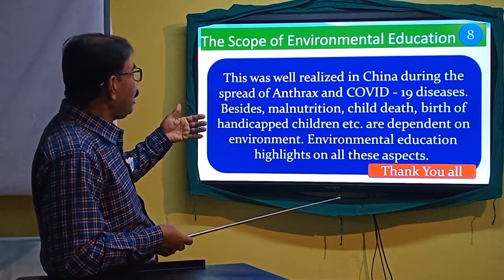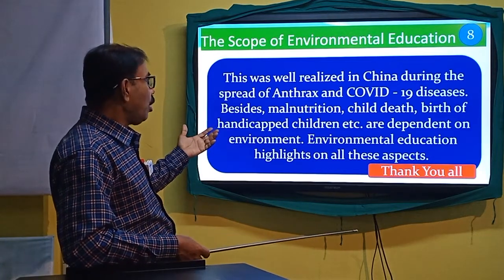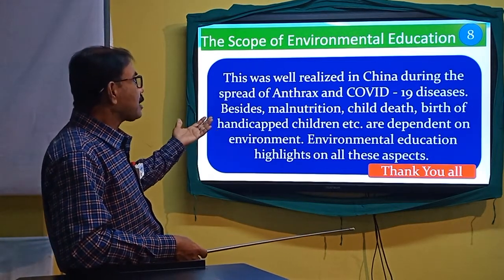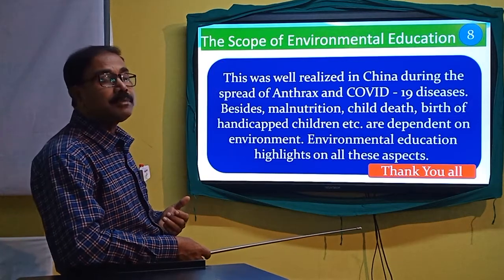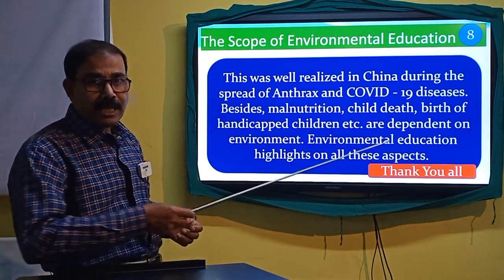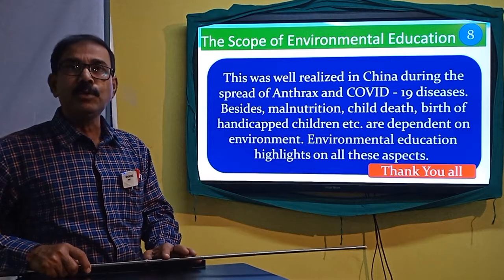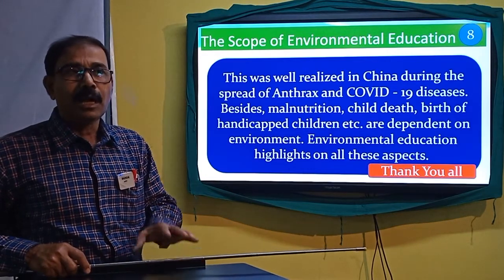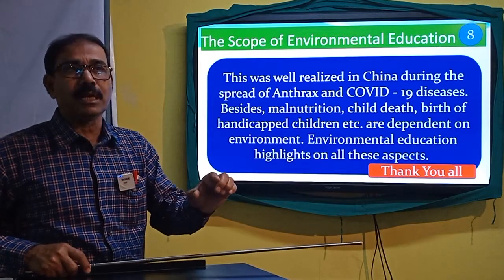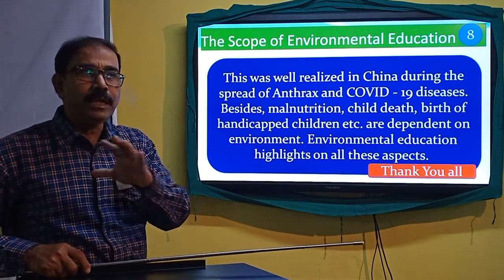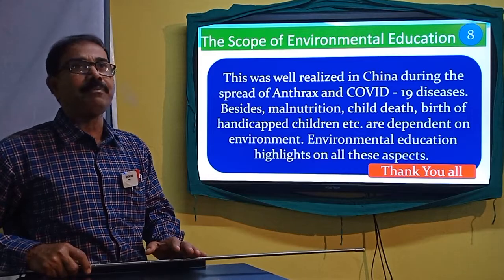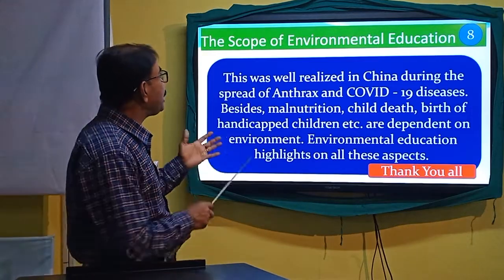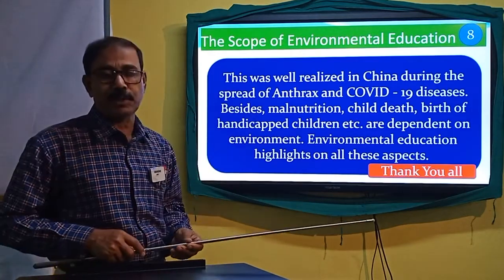Up till this slide number 8, we have discussed some of the specific points which link with the scope of environmental education, and we are to continue our discussion because there are many other points which have special connectivity with the scope of environmental education.